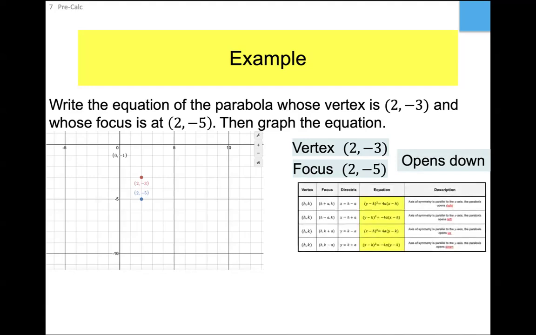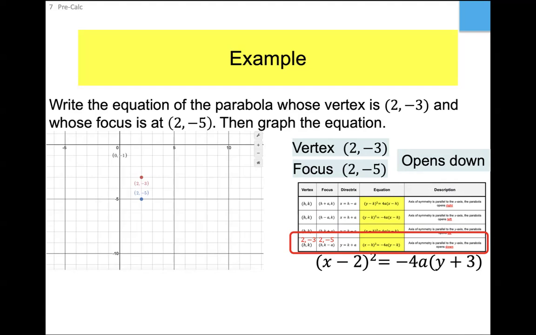Okay, so I'm going to go to my table, opens down, the last one. I know that the vertex is at 2, negative 3. I know the focus is at 2, negative 5. The formula for the equation has an h and a k. I know h is 2, k is negative 3. So I plug those values in. That 3 is positive because it's y minus k. K is negative 3, so y minus minus 3 would be y plus 3.